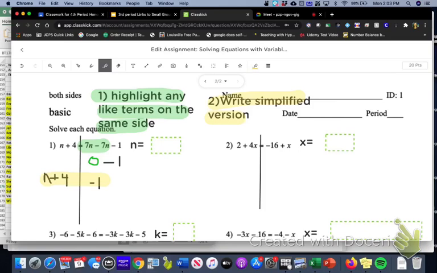So for number 2, for example, if you take a look, we've got 2 plus 4x on the left-hand side, which is not like terms. And then negative 16 plus x on the right-hand side, which is also not like terms. Even though these are like terms, they're not on the same side of the equal sign. So that means that I have done everything that I can do to this equation, so I'm just going to leave it be.